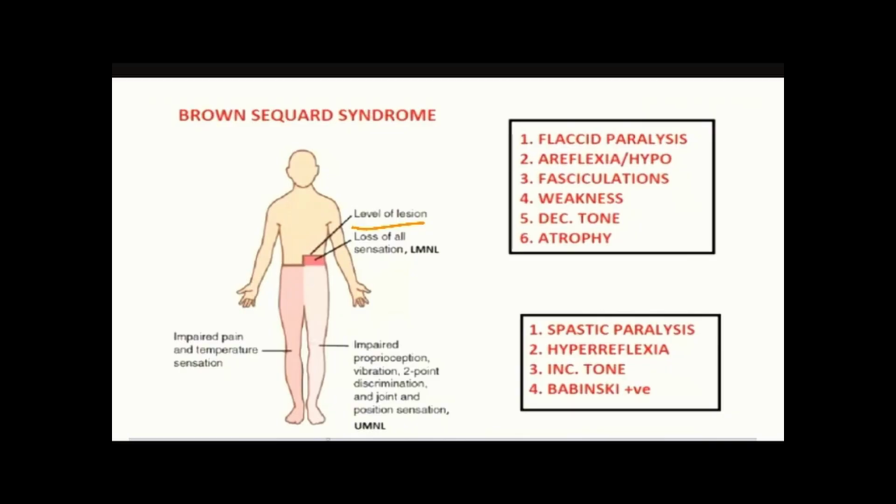So the lesion is T10. At the level of the lesion, which is where this red box is, T10, you lose all sensation and you have a lower motor neuron lesion at T10 itself. Opposite side, impaired pain and temperature sensation. Same side, proprioception, two-point discrimination, and an upper motor neuron lesion.